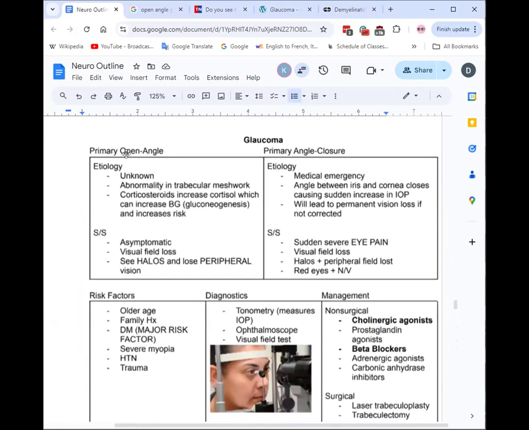But that's the main difference. Your open angle can also be asymptomatic initially. You can have consistently higher pressure without some of the symptoms until it starts progressing over time, with gradual loss of vision. While with angle closure, you're just having a nice day, and then all of a sudden you get eye pain, loss of peripheral vision, nausea, and vomiting.